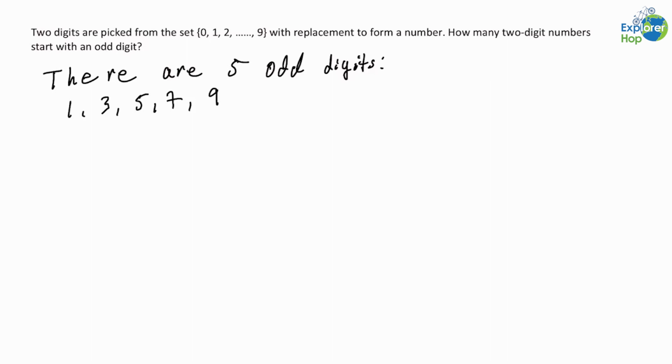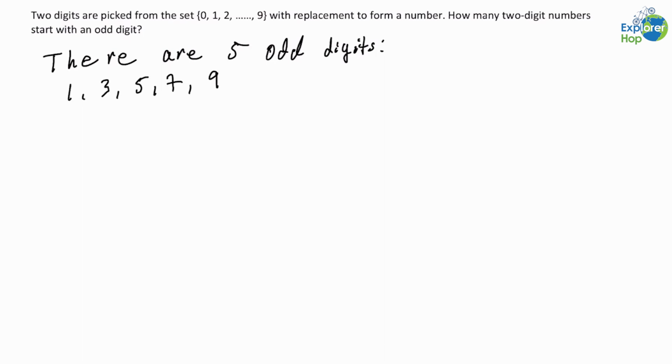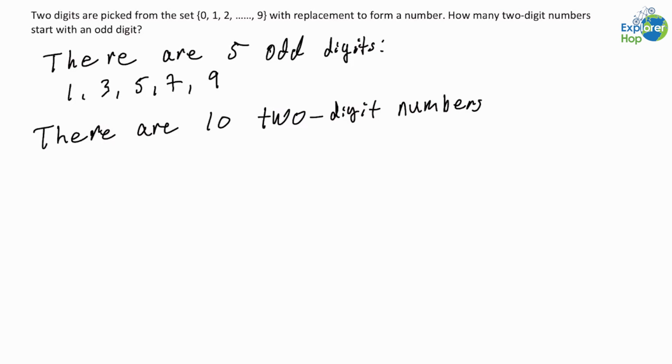Now, since we are choosing the digits with replacement, each digit can be used more than once. And since we have a total of 10 digits to choose from, we can pick any of the 10 digits as the second digit. So there are 10 two-digit numbers that start with each of the odd digits.